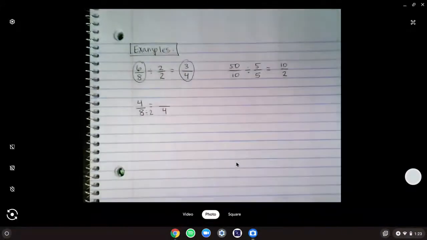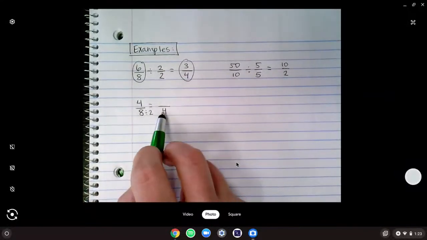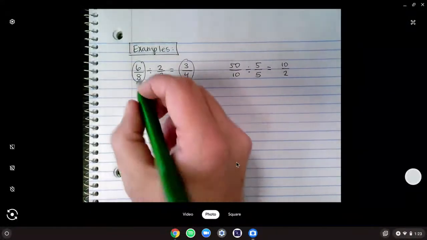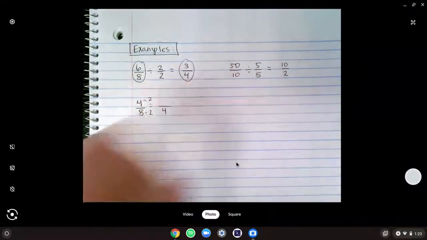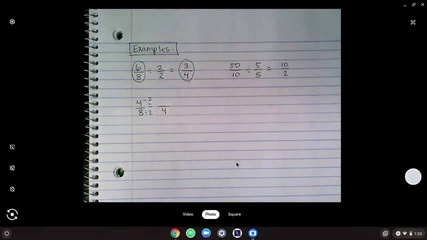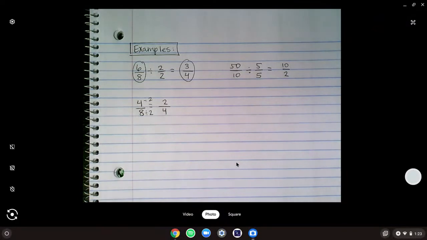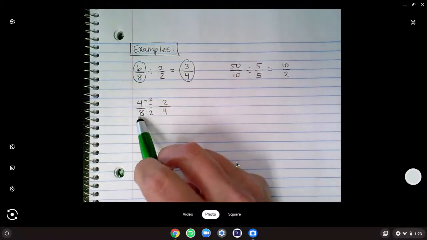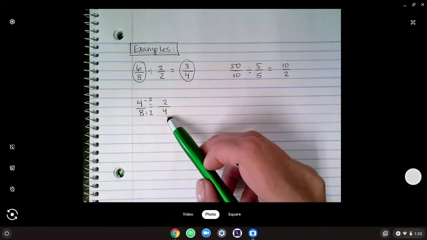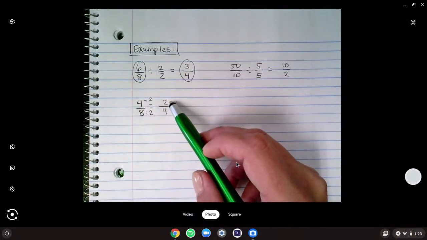It's going to be the same on the top now because I know that this works and this one should work. Can I do 4 divided by 2? Yes, I can. And I get 2. So my equivalent fraction to 4/8, 4 halves, is 2/4.